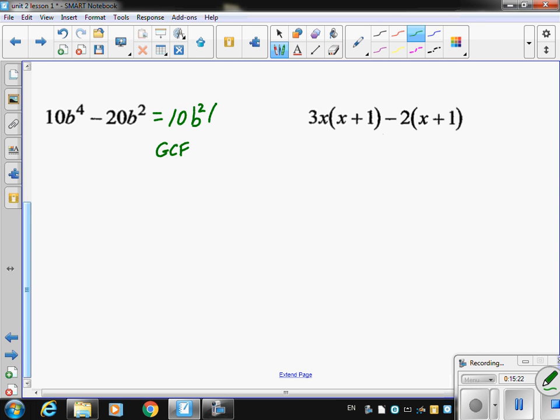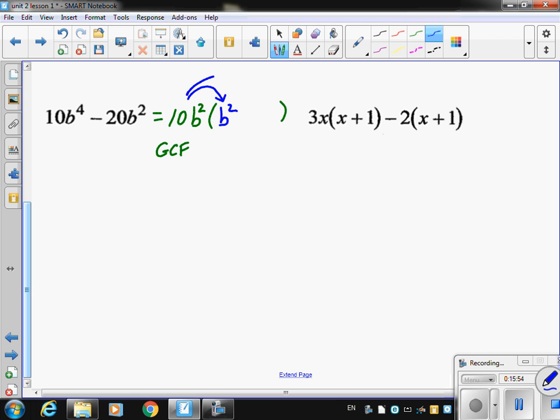And I throw up a set of brackets, and I determine what do I multiply that by to get each of the terms that I started with. I love my arrows. 10b squared times what gives me that first term? Well, I already have a 10. So I could write 1 in the brackets because 10 times 1 is 10, but I'm not going to bother. B squared times what gives me b to the 4? B squared. So we need to be good with our rules of powers to remember that.